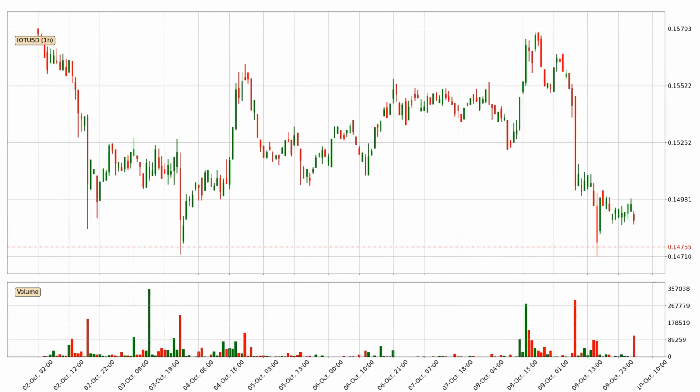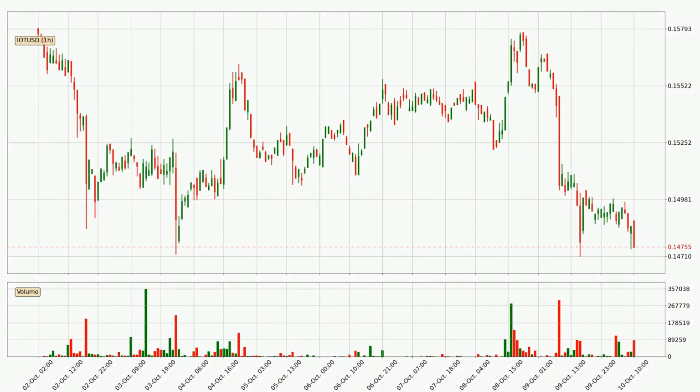Let's get started. Today, find out how the price of IOTA has changed and what the technical indicators SMA, EMA and stochastic RSI show. If you are unfamiliar with the indicators, check out the explanation videos below.